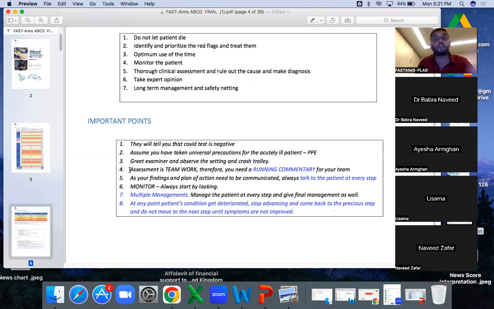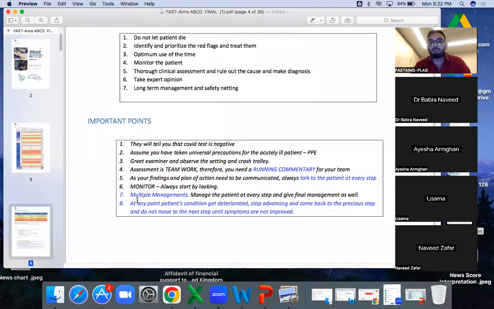For whom? Because you are leading a team. They need to know about that. So that's why it should be in your head that you are leading a team over there. Okay. Then again, you need to involve the patient. Whatever management you are going to do with the patient, you need to involve the patient as well. So these two things you should know. And you should see the monitor.